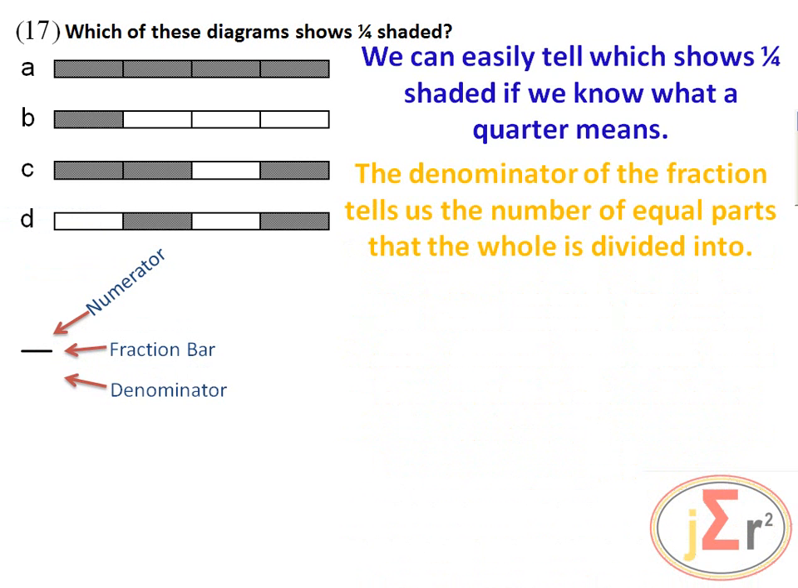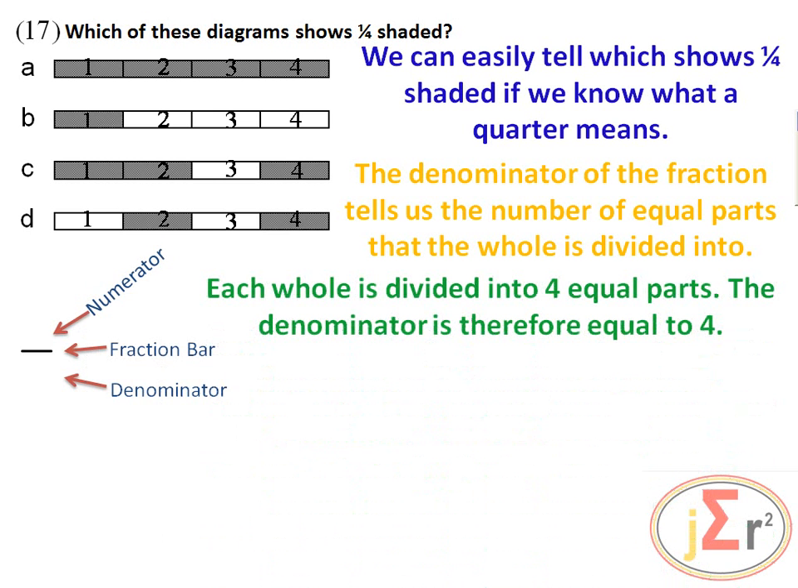The denominator of the fraction tells us the number of equal parts that the whole is divided into. So Jerry, what will be the denominator of the fractions for what we have there? 4. So we have 4 equal parts. Each whole is divided into 4 equal parts. The denominator is therefore equal to 4.